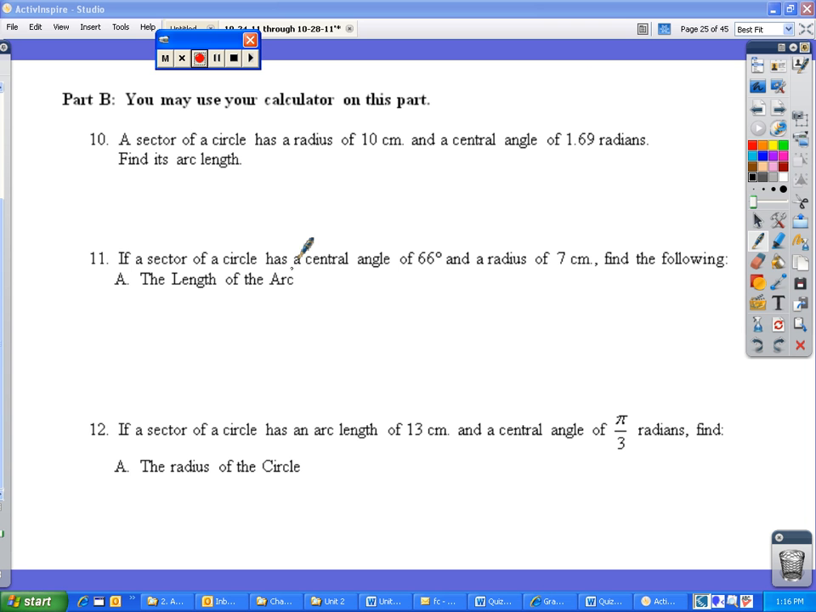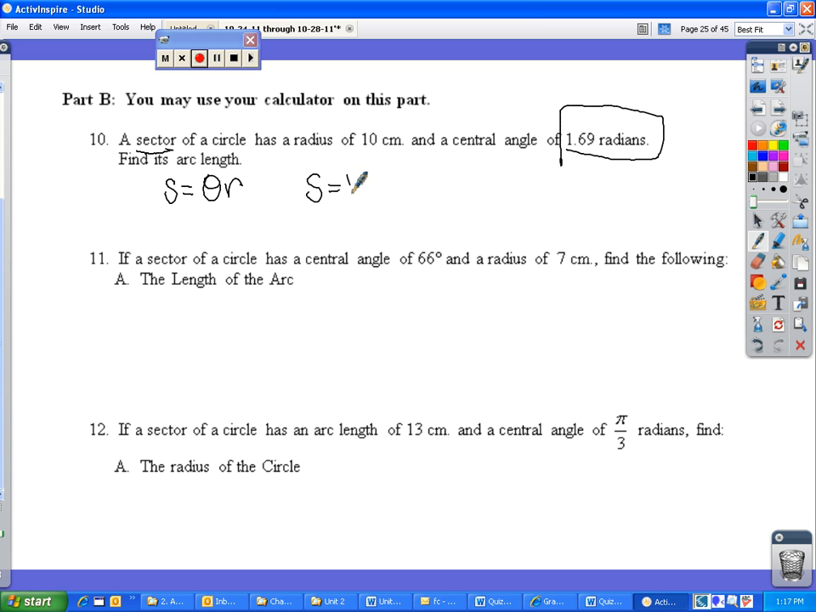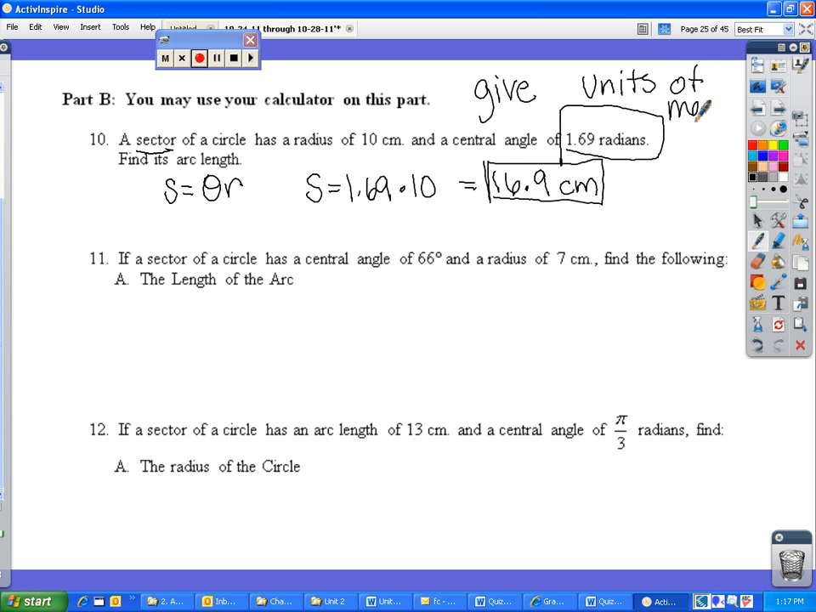Alright, so for number 10, we're going to go on to the next page. A sector of a circle has a radius of 10 centimeters. So you're looking at the sector formula. Notice that they give it to you in radians, so you must use the radian formula, which is theta times r. So really, I just have to take 1.69 and multiply it by 10, which gives me 16.9 centimeters. It's the sector length. Please make sure you give units of measure. That's important.